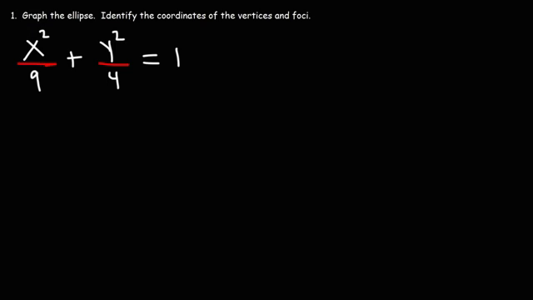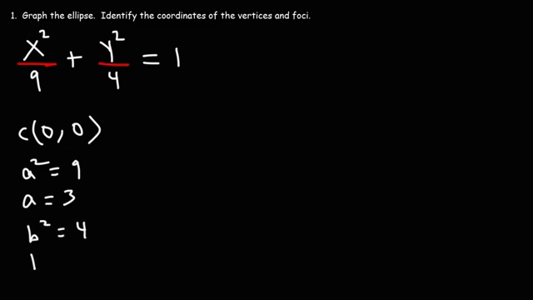In this problem, there's no h or k value. So the coordinates of the center is (0, 0). a squared is going to be the larger of the two numbers. So 9 is greater than 4. That means a squared is 9, which means a is the square root of 9. So a is 3. b squared is the other number, 4, which means b is the square root of 4, or 2. So now that we know the values of a and b and the center, we can go ahead and graph the ellipse.